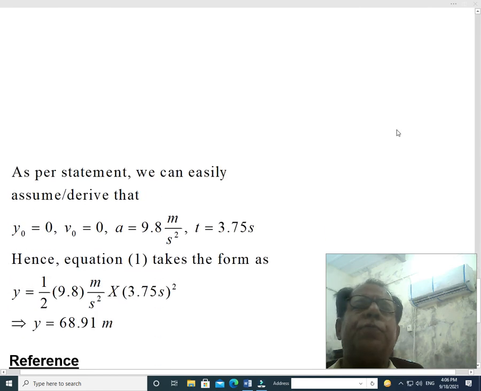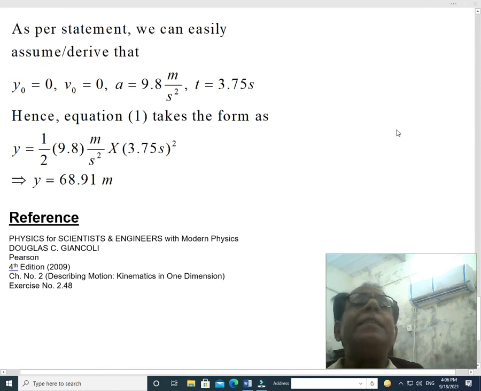Let us move further. As per the statement, we can easily assume that y naught is equal to 0. Similarly, initial velocity v naught is also equal to 0. While the value of a, we know it is a constant, acceleration due to gravity a equal to 9.8 meter per second square, while time t is given in the statement, which is equal to 3.75 second.